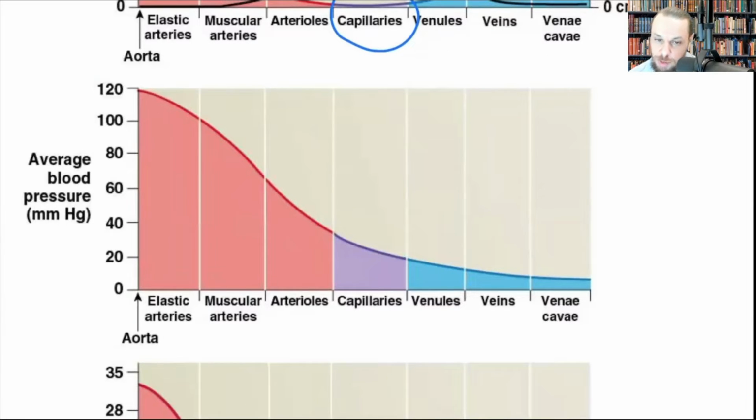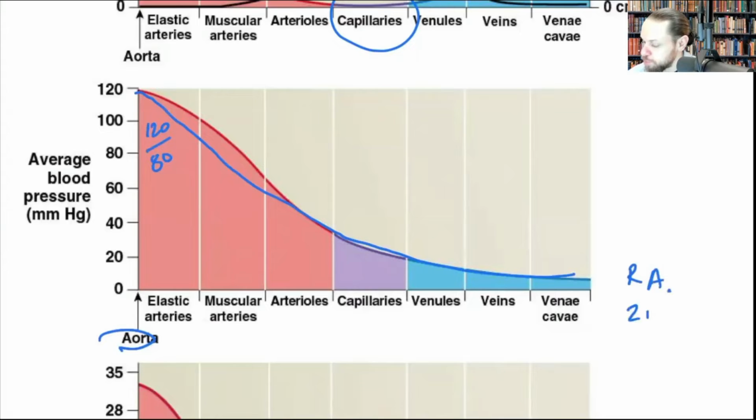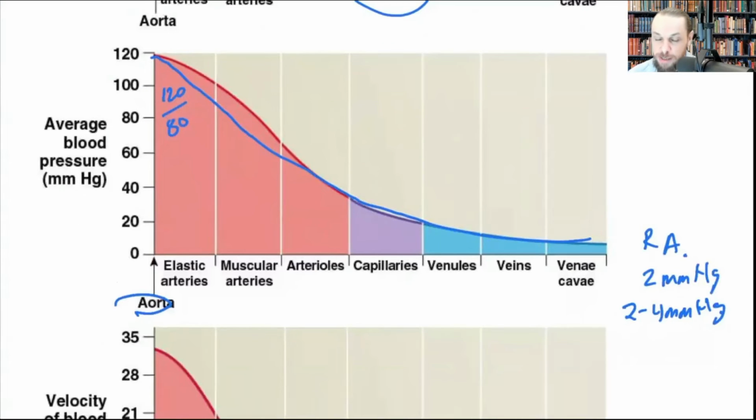So we know that blood pressure, let's say in your aorta, is 120 systolic over 80 diastolic. As you make your way down to the arterioles, the capillaries, and the veins, the pressure decreases all the way to your right atrium, where the pressure may be about 2 millimeters of mercury. Sometimes they'll say 2 to 4 millimeters of mercury. So veins are low pressure, arteries are high pressure, and they're under vasomotor tone here.